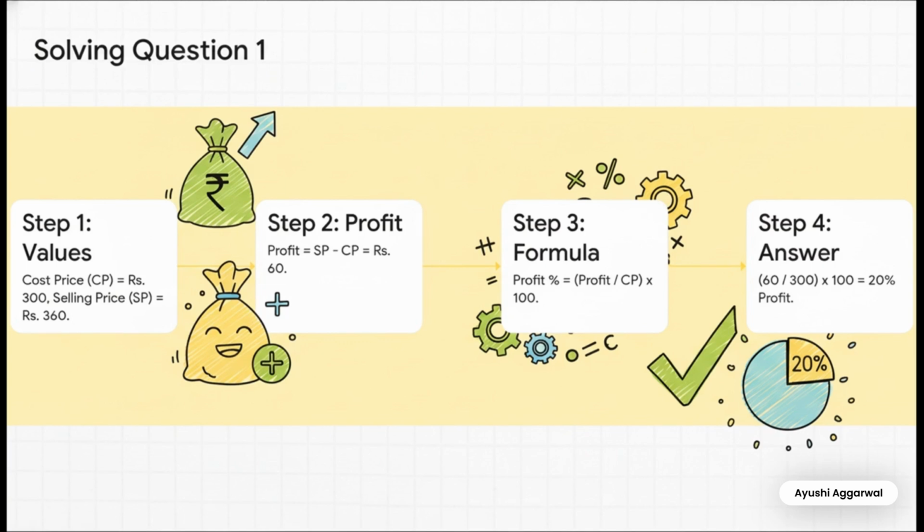And finally, the last step, step 4. Let's plug in the numbers. We have 60 divided by 300 times 100. So 60 over 300 is just 1 over 5, and 1/5 of 100 is 20. So our answer is a 20% profit. See? It's all very systematic and easy when you go step by step.